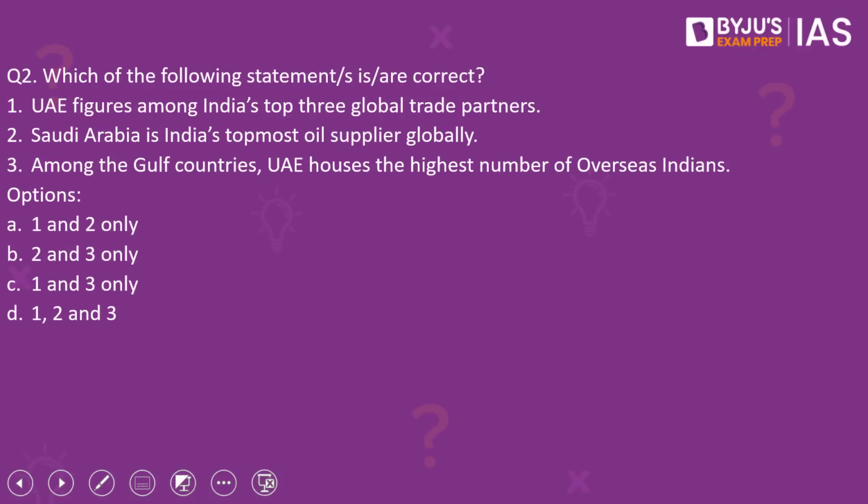Moving on to the second question of the day, which reads, which of the following statements is or are correct? There are three question statements given here. The first one reads, UAE figures among India's top three global trade partners. Statement 2 reads, Saudi Arabia is India's topmost oil supplier globally. Statement 3 reads, among the Gulf countries, UAE houses the highest number of overseas Indians. Please have a look at the options.